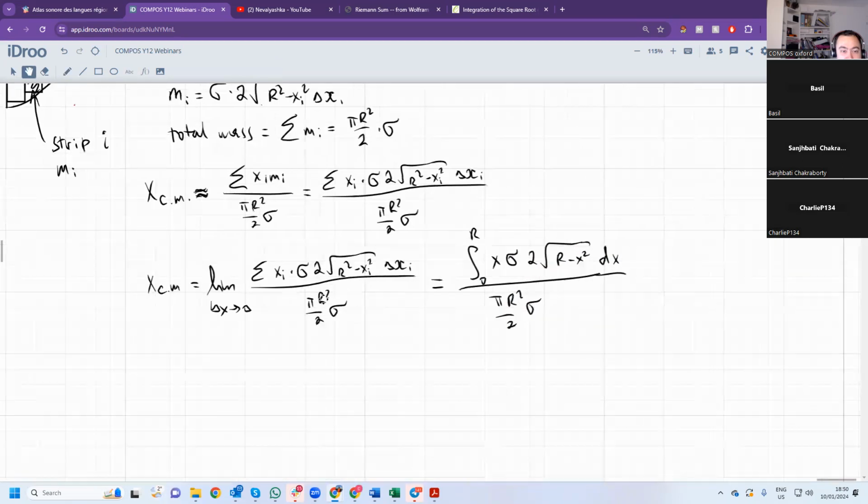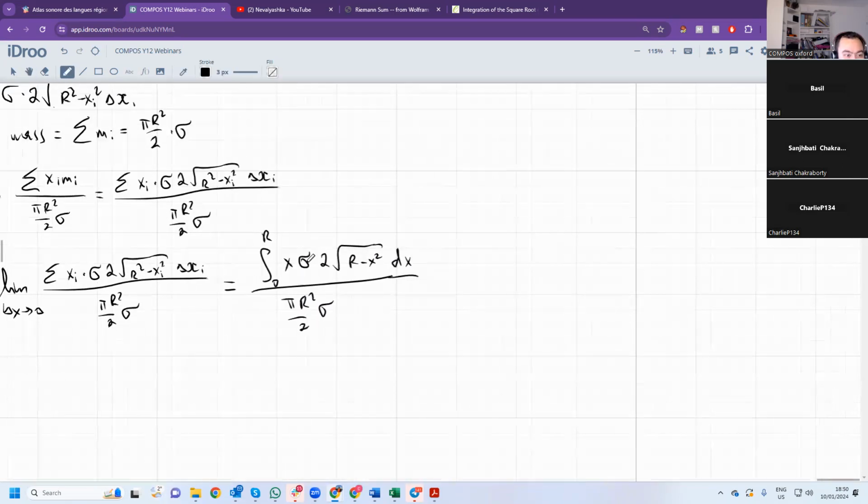Right. So what do we do with this? Well, first of all, we can get rid of sigma because sigma is a constant. We take sigma out and we cancel it. That makes life slightly easier. So I'm going to switch this round. It's going to be 2 divided by pi r squared, the integral from 0 to r of 2x square root r squared minus x squared dx.